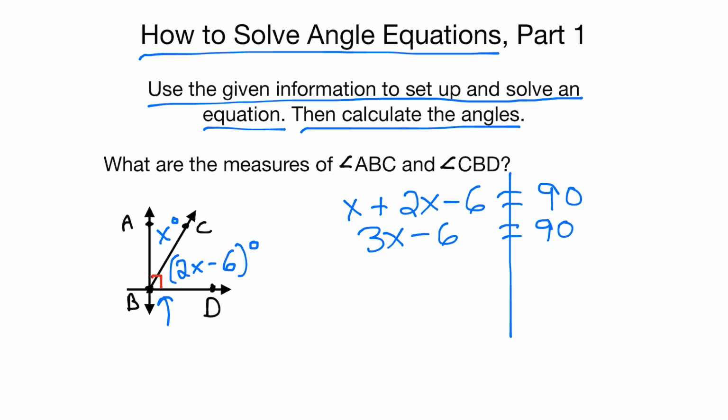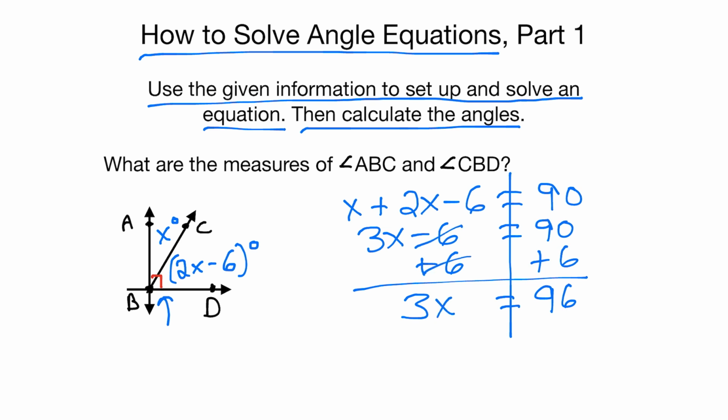Okay, solving a two-step equation, we undo the addition or subtraction first. So we want to get rid of the subtract 6. We do that by adding 6 to both sides. So we have 96 now on the right equals 3x. The minus 6 and the plus 6 cancel.